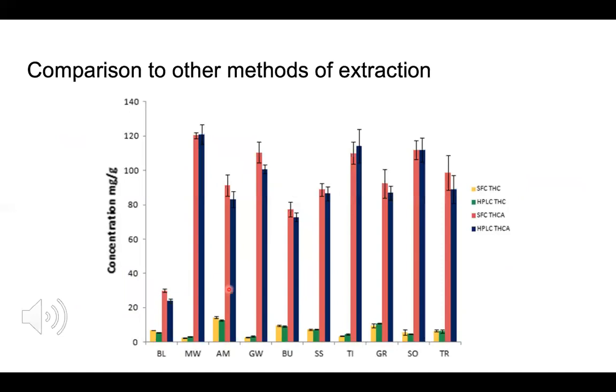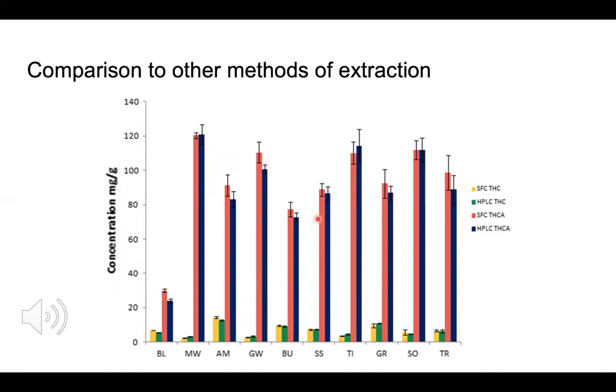So they actually went ahead and compared it to other methods of extraction, and I thought it would be nice to show this as well. And this was in order to assess the accuracy of the developed method. So this is a representation of THC and THCA concentrations of different cannabis plants extracted by supercritical fluid chromatography and then analyzed by HPLC with the corresponding standard deviations. So they looked at 10 varieties of cannabis, and these were analyzed in triplicate by the supercritical fluid chromatography, and the results were compared with this HPLC mass spec method that they developed in this study.